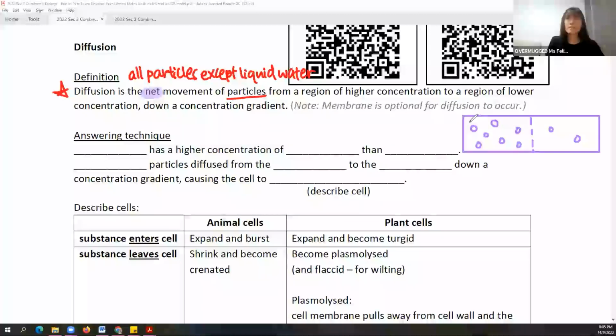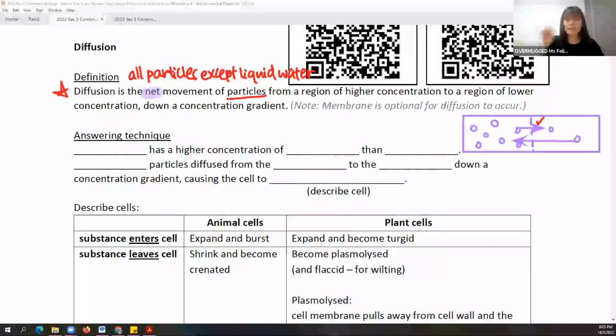Okay, so for a scenario where you have one region of higher concentration and the other region of lower concentration, based on what you all know about diffusion, particles should always move from high to low concentration, correct? So this arrow is definitely correct. Now my question is, is it possible for me to have this arrow?